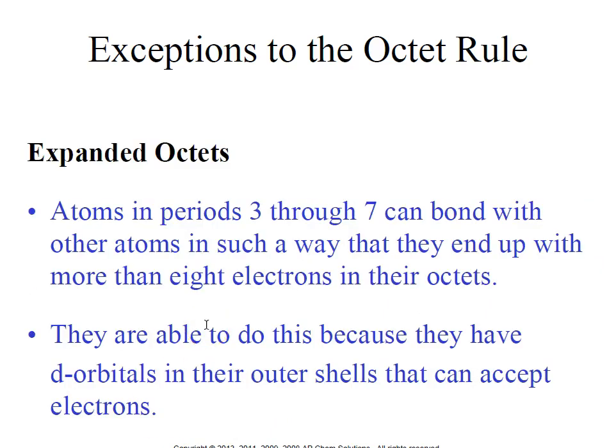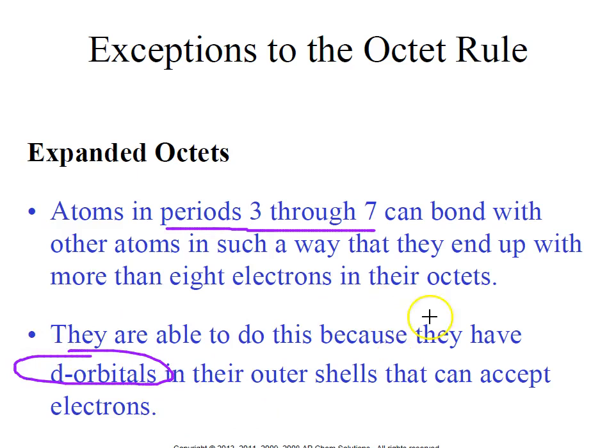The other exception is the opposite of that, and that is when an element attracts more than 8 electrons to itself, and this is called an expanded octet. This can occur in periods or rows on the periodic table 3 through 7. So elements in periods 3 through 7 can bond with other atoms to end up with more than 8 electrons in their octet. And they can do this because elements on the 3rd row and lower have a d orbital.